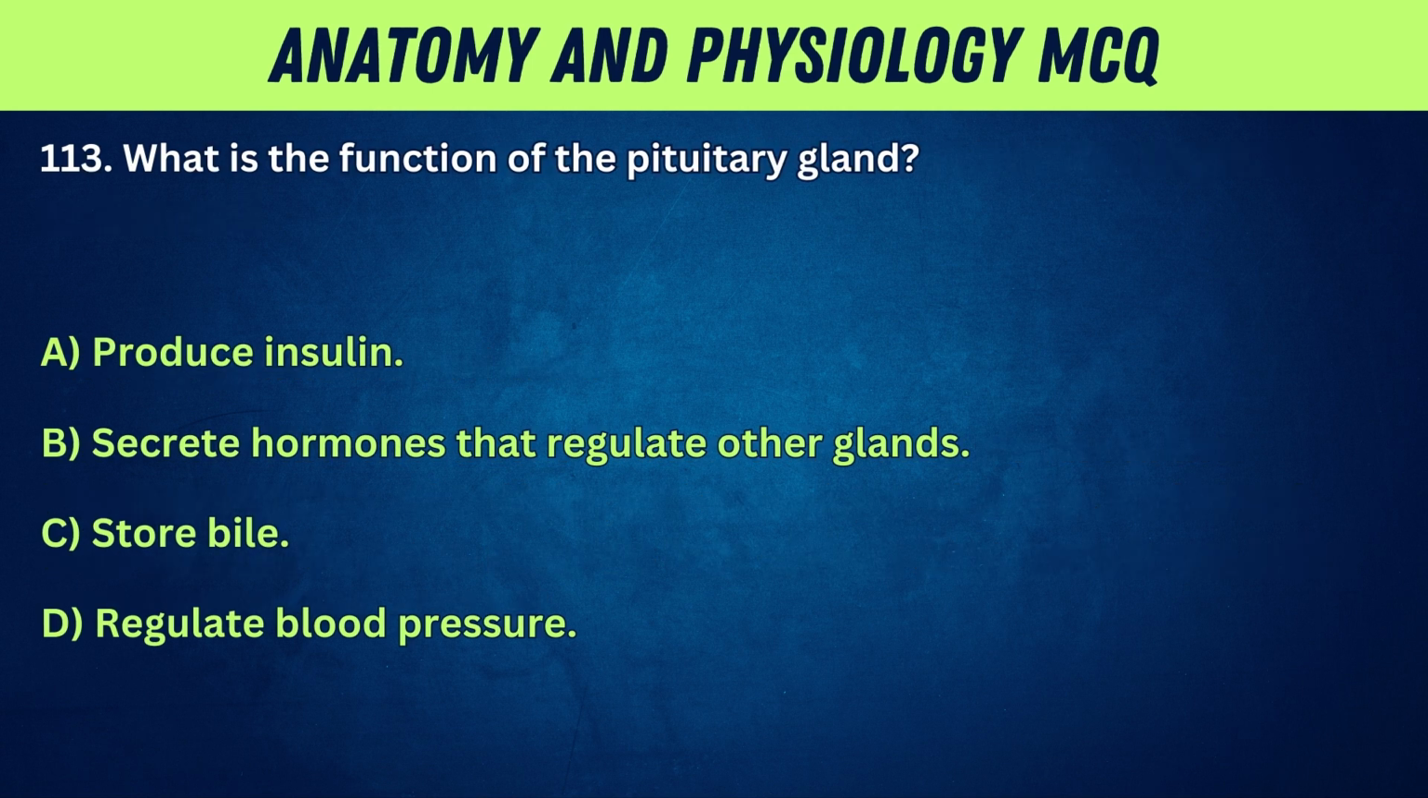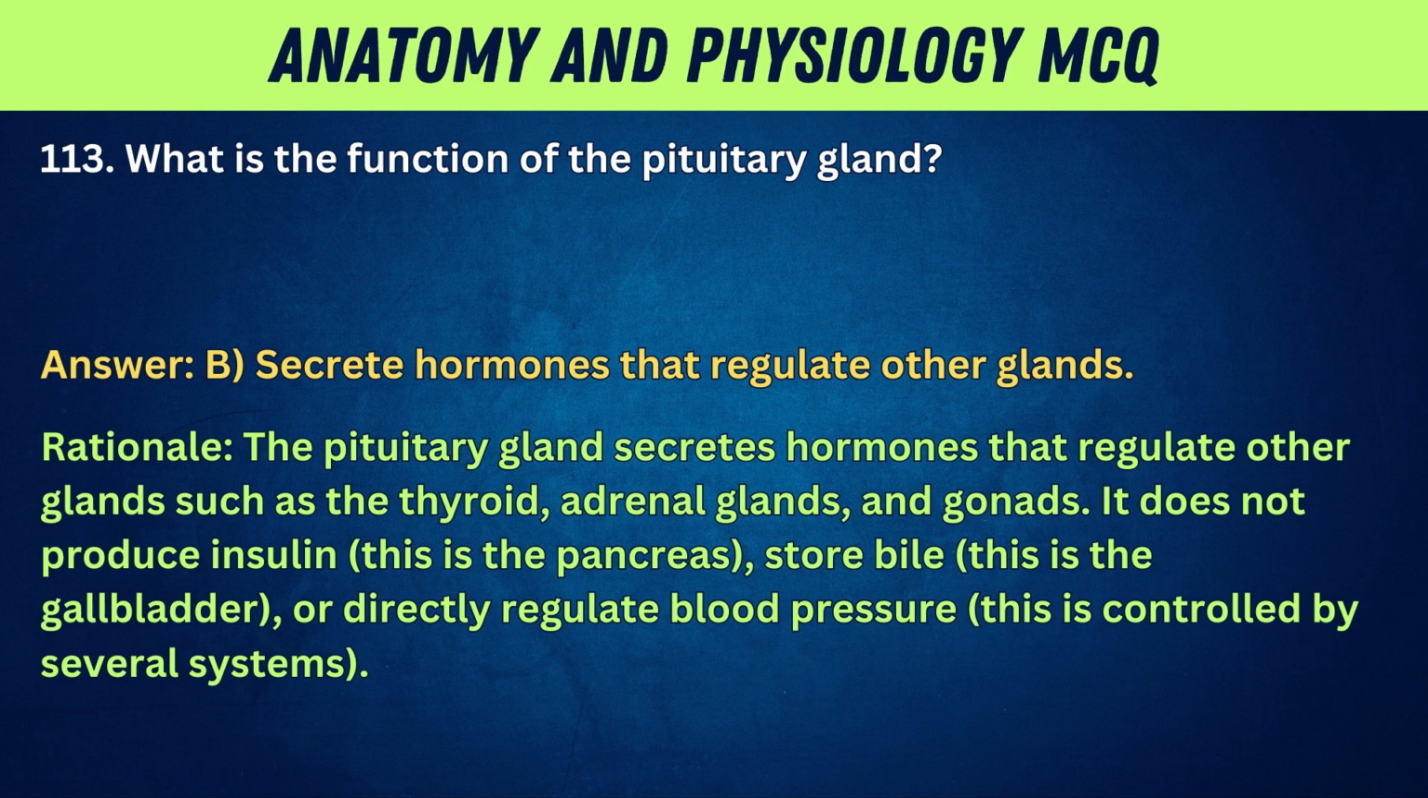113. What is the function of the pituitary gland? A. Produce insulin. B. Secrete hormones that regulate other glands. C. Store bile. D. Regulate blood pressure. Answer. B. Secrete hormones that regulate other glands.